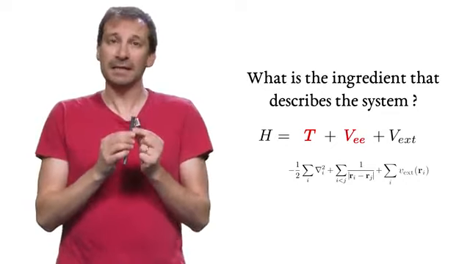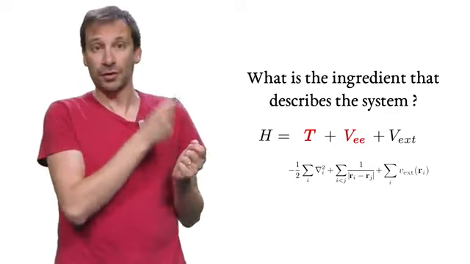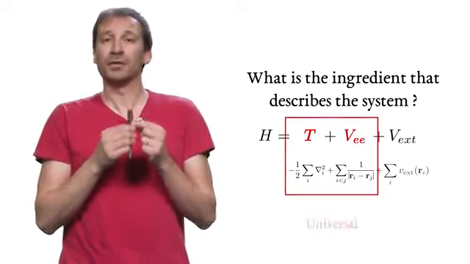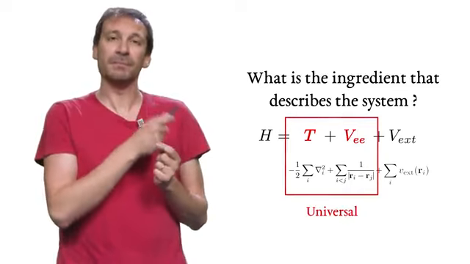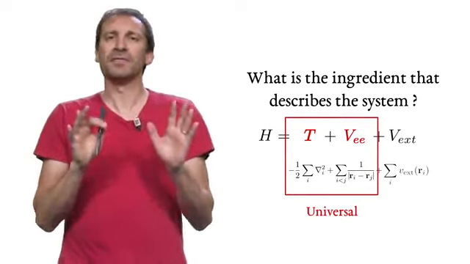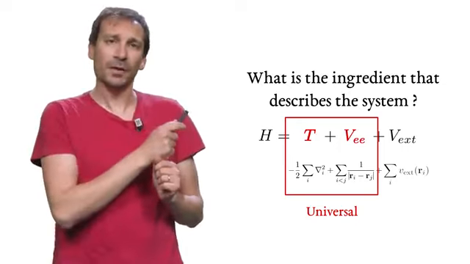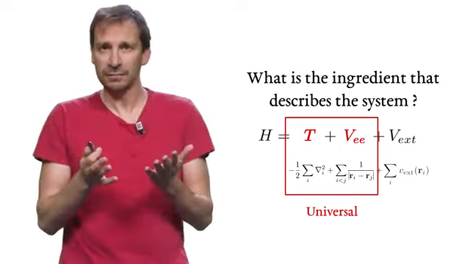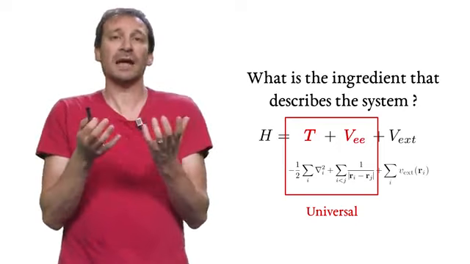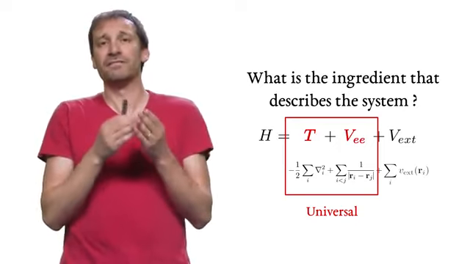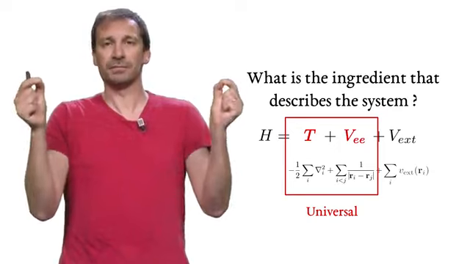Clearly, it can't be the kinetic or the electron-electron term. They are in fact universal. They do not depend on the system. No matter the situation, the kinetic operator will act as a Laplacian, and the electrons will interact in couples via a term that is inversely proportional to their distance.